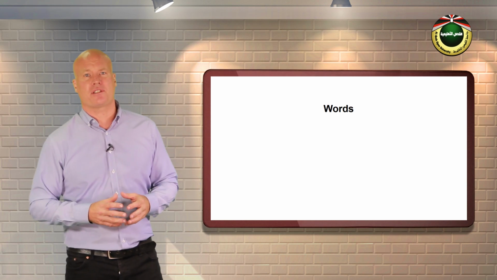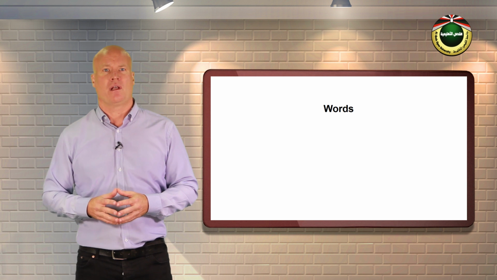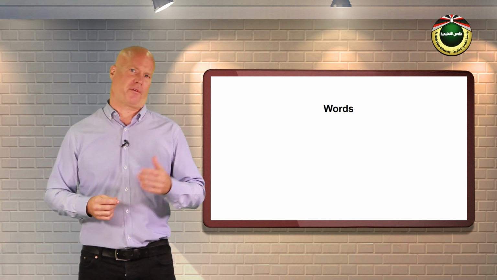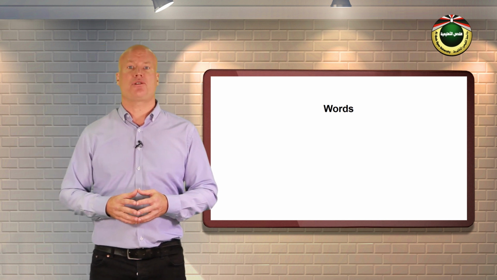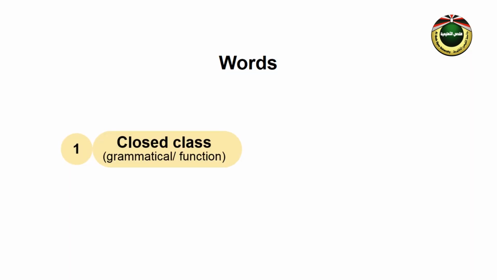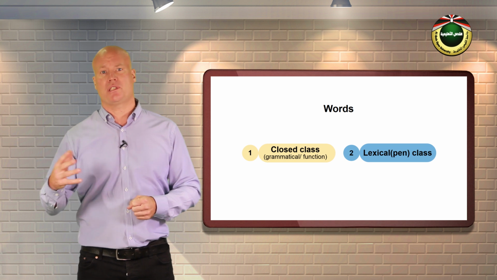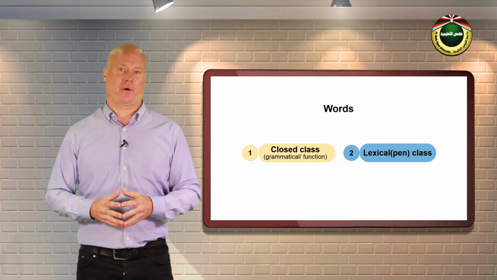We now know that the smallest unit of language is the sound or phoneme. The smallest unit of meaning in language is the morpheme, whether free or bound. And a word is a unit of language, larger than a morpheme. Words are organized in such a way as to form phrases and sentences. Words are divided into two types of categories: grammatical or closed system category, or lexical or open class category.